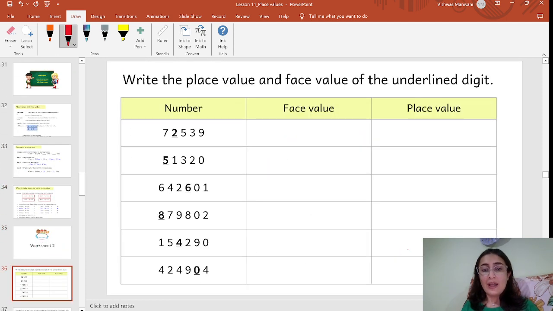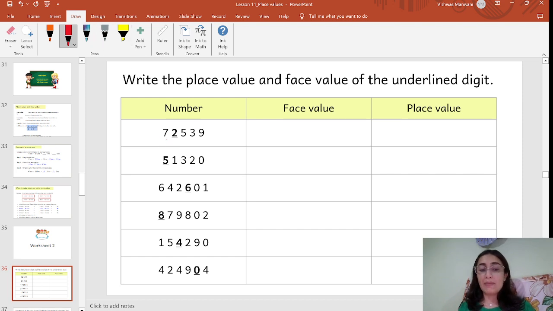Now here, we would learn another important concept called face value. We already did place value. As you know, the place value of any digit is the digit multiplied by its place. Now, what is the face value? The face value is the digit itself. So, no matter my digit is at whichever place, my face value will always be the same. Let's take an example.